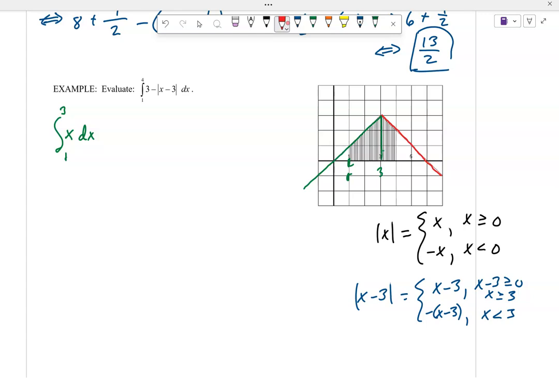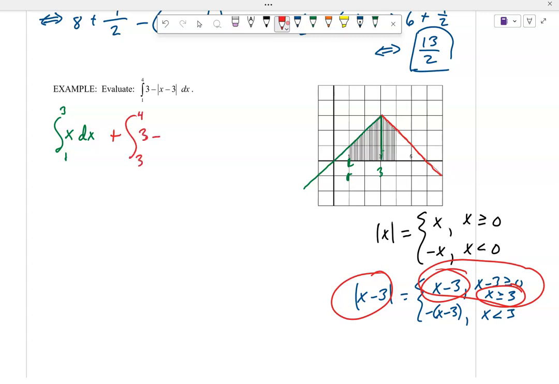Well, from 3 on, whenever x is greater than or equal to 3, the absolute value of x minus 3 is just x minus 3. So I could write this as, from 3 on, 3 minus, and I could drop the absolute value.